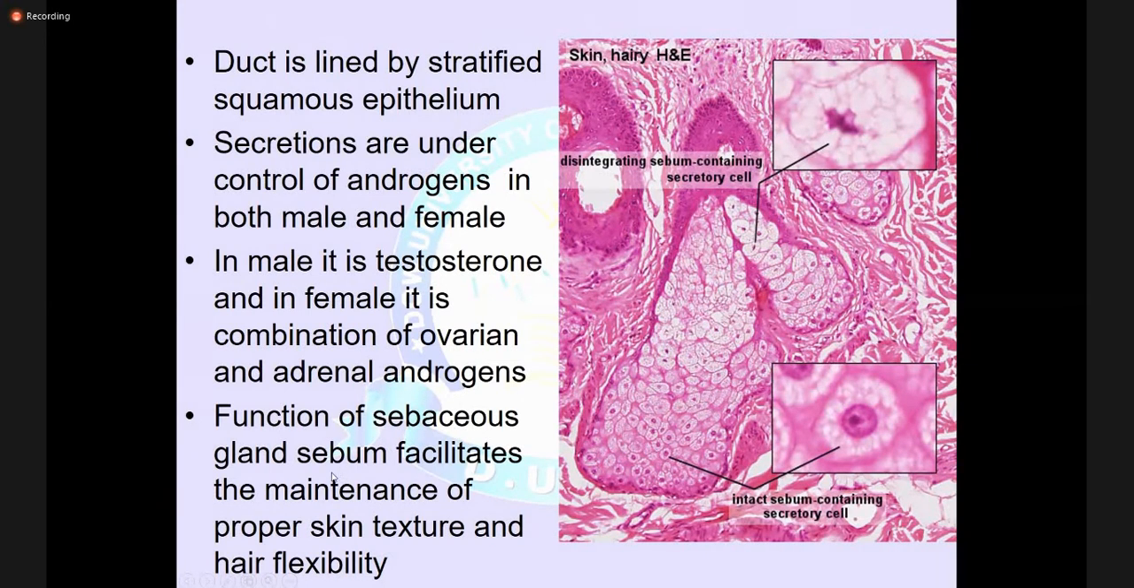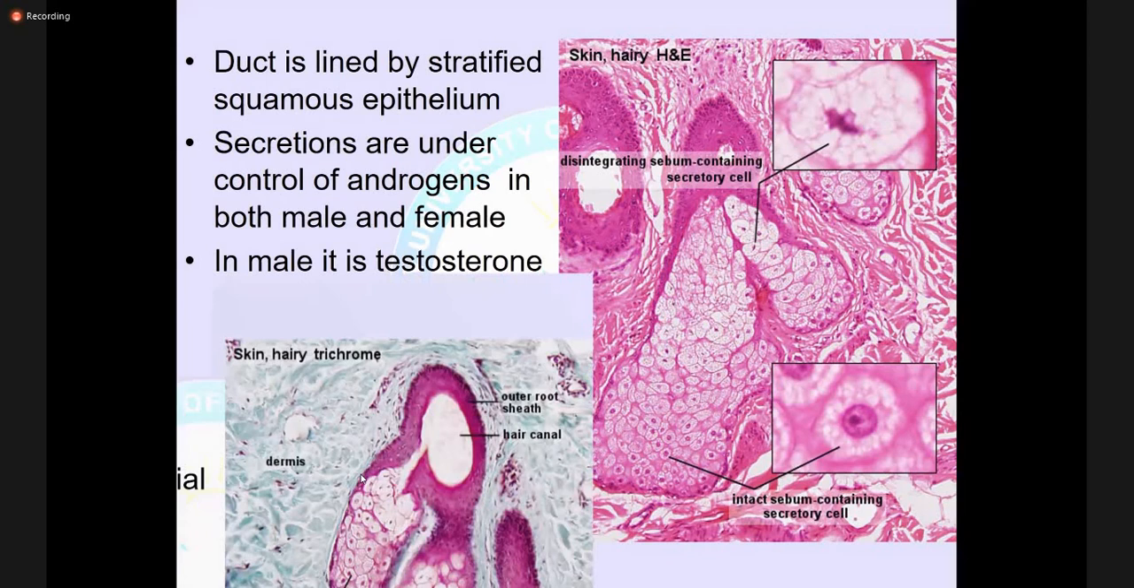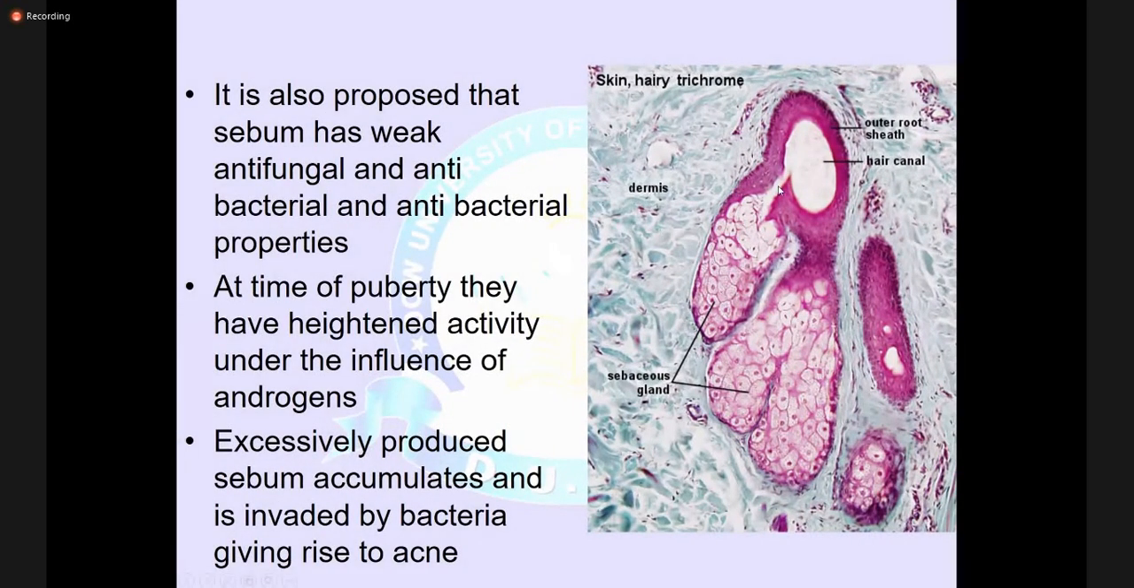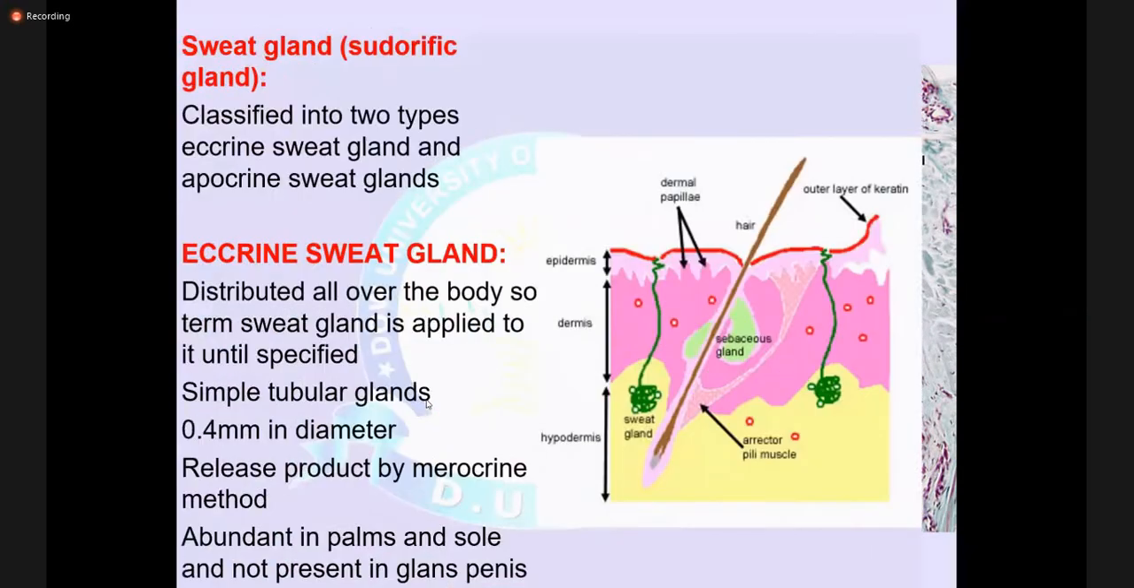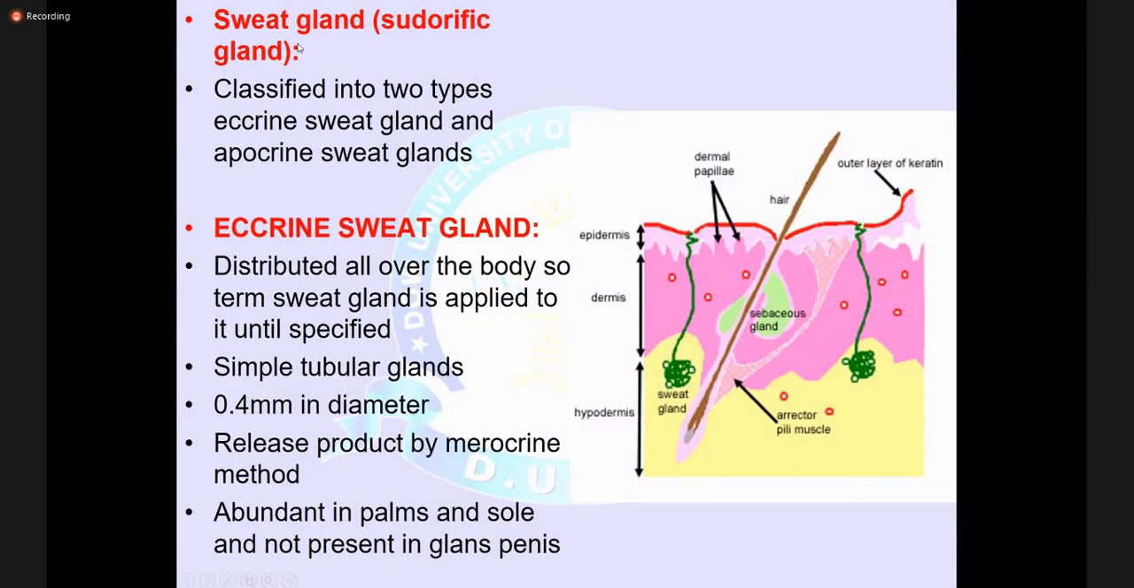The function of the sebaceous gland is to secrete sebum, which maintains proper skin texture and hair flexibility. So this is the hair canal or the hair follicle, with the opening of the sebaceous gland into it. At the time of puberty, there is heightened activity under the influence of androgen. So excessively produced sebum accumulates and is infected by bacteria and gives rise to acne. So acne is a problem in puberty because of the excess oil secretion of sebum.